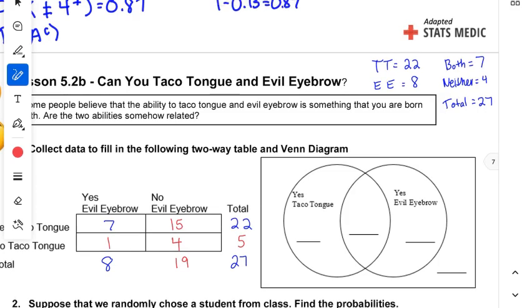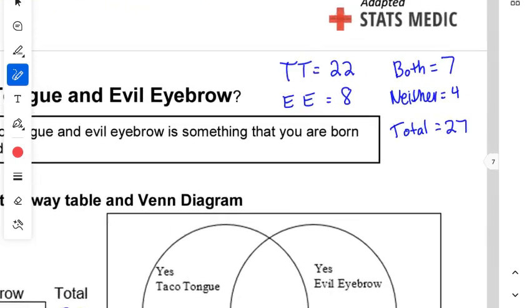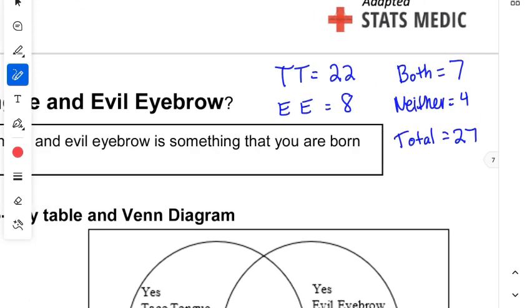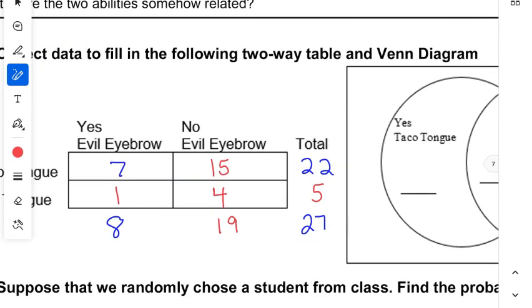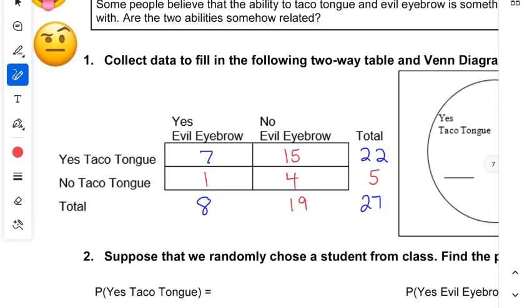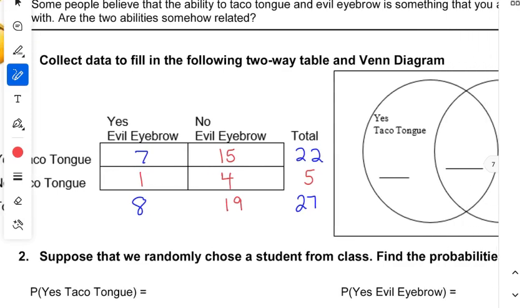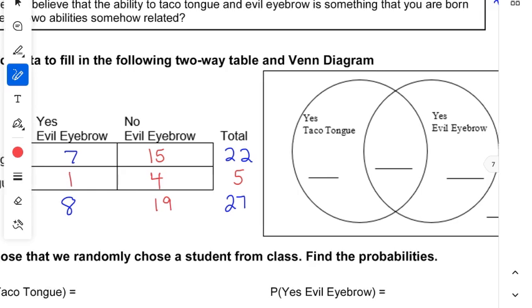All right, we took data over can you taco tongue or evil eyebrow. This was the raw data for third and fourth period. And using that data, we were able to fill in the blue of our two-way table. And we used those values to fill in the red. So let's go to a Venn diagram.